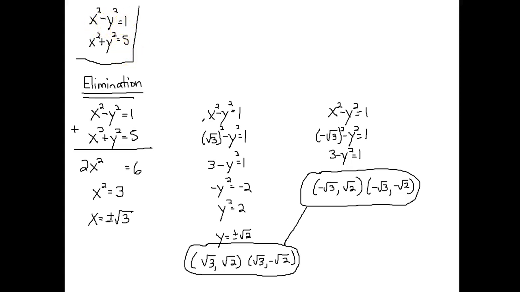And then x squared minus y squared equals 1 is going to intersect that circle in 4 places.